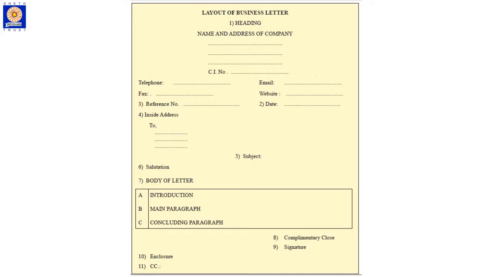And then we have CC, I'm sorry, it's a CC, means a carbon copy. If the copy of the letter is to be sent to other persons, that is multiple persons at the same time, it is shown by two alphabets, CC in capital, and it is written below the enclosure on the left hand side. So this was the basic layout and parts of the business letter.